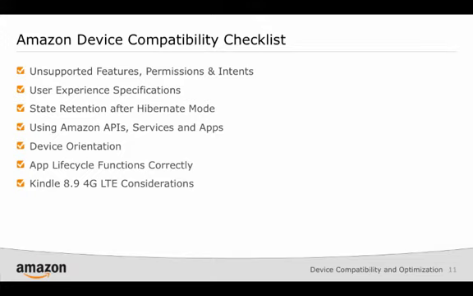The developer portal provides a pre-submission checklist to help you understand what is being tested. We'll cover the majority of the points you should be checking in the next few slides. We'll cover unsupported features, permissions, and intents, user experience specifications, state retention after hibernation mode, using Amazon APIs, services, and apps, device orientation, app lifecycle functions, and Kindle 8.9 4G LTE considerations.